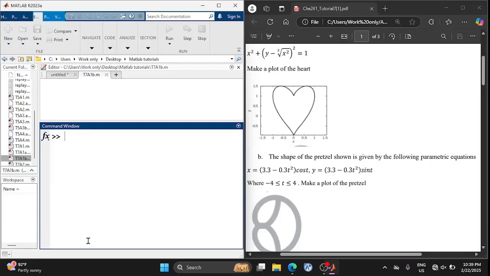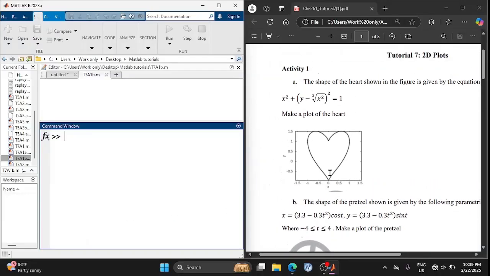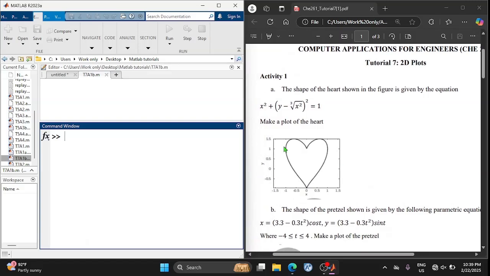Okay, so we want to look at these questions here. We'll start with this first one over here. It says that the shape of the heart shown in the figure is given by the equation. Make a plot of the heart. Realize that we have a symbolic expression here, right?